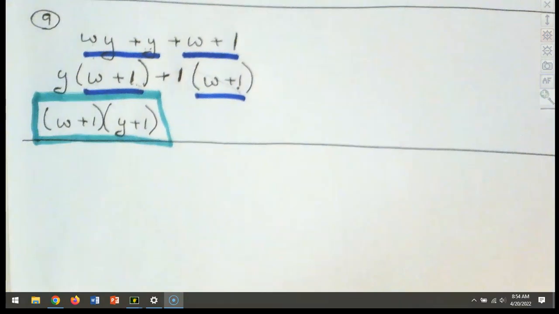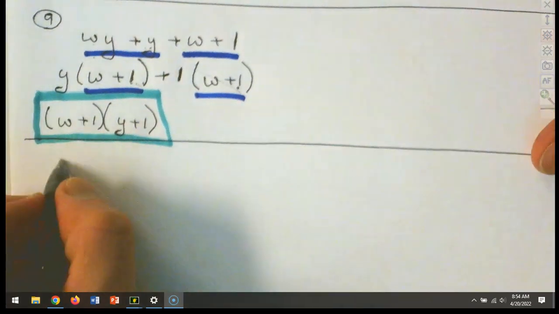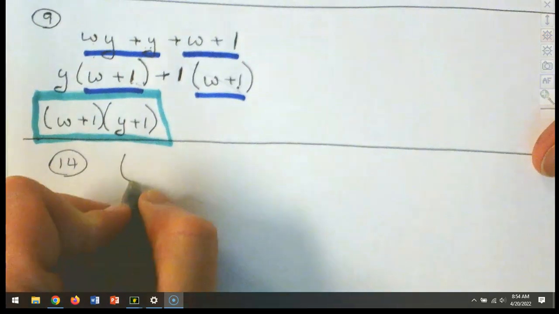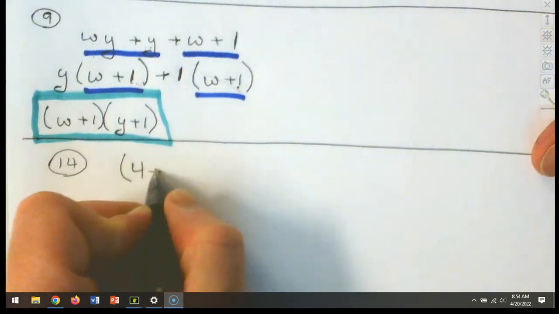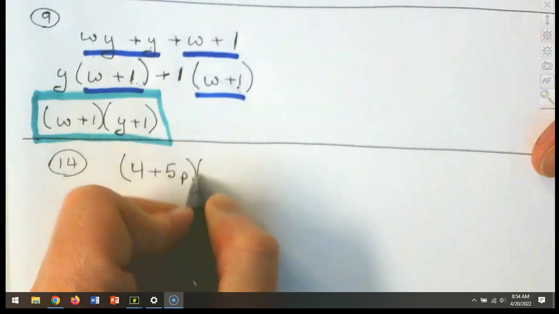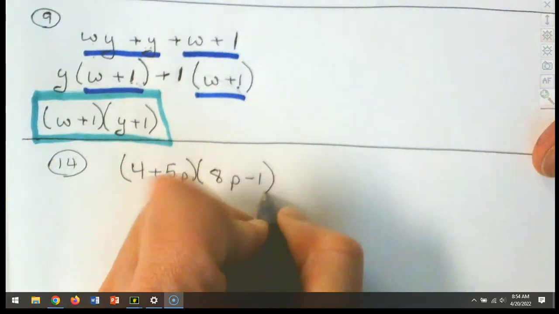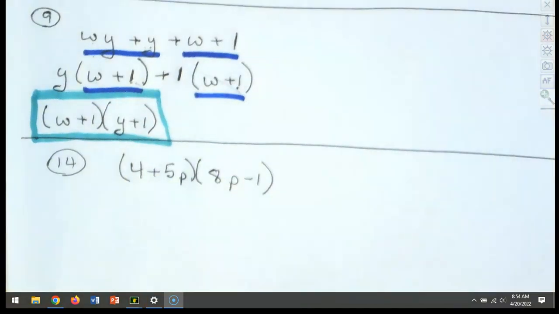And one more, we'll add 14. We added 14 to the list also. And 14 is a yes or no question. Has this been factored? Now, how do we know if something has been factored? Factored just means we're done. We're finished with it. There's nothing else that can be done.